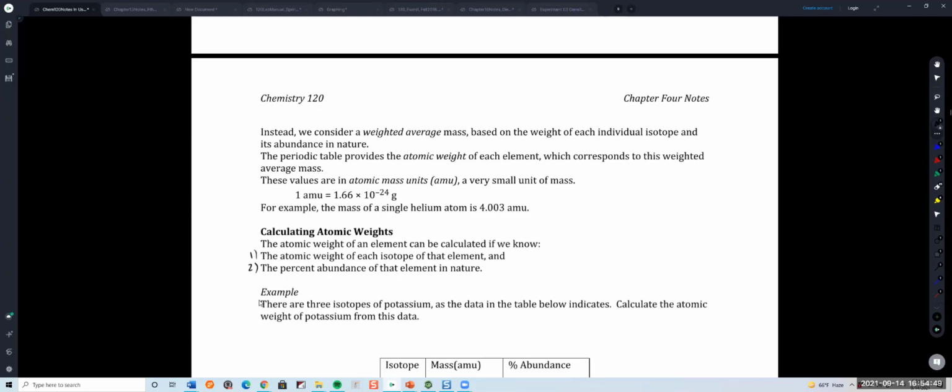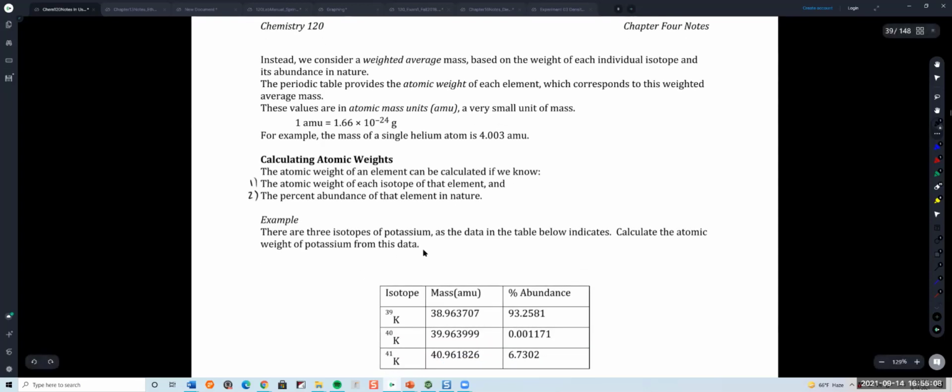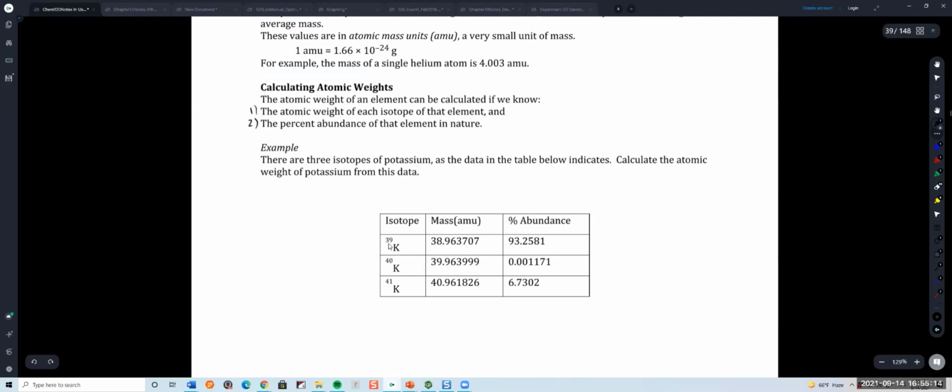Percent abundance is just, if I look at all atoms of that particular element in nature, what percent of them are a particular isotope? And this is best done with an example. Now, these are the most tedious problems we do all semester. They're not hard, but they're just tedious. So there are 3 isotopes of potassium. Potassium 39, potassium 40, potassium 41.